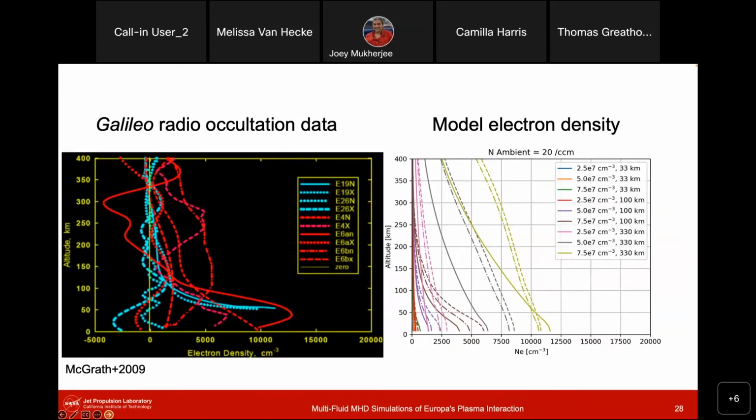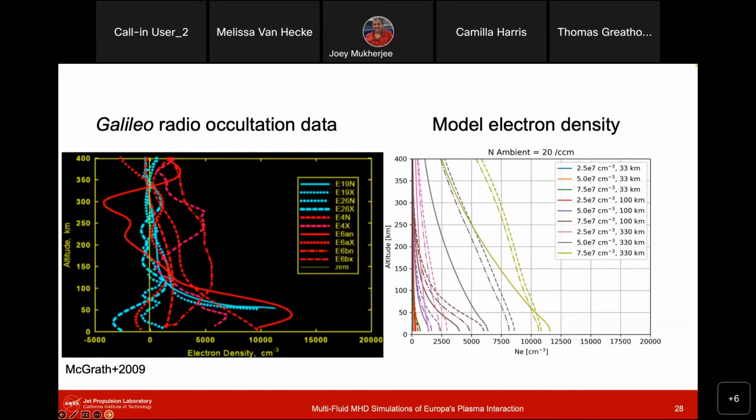So we've also done a little bit of validation of the simulations in this parameter study. Basically, we've generated all of these different possibilities for the ionosphere. How do we know that they're any kind of realistic? And Galileo provides a data set that we can look at to test that.